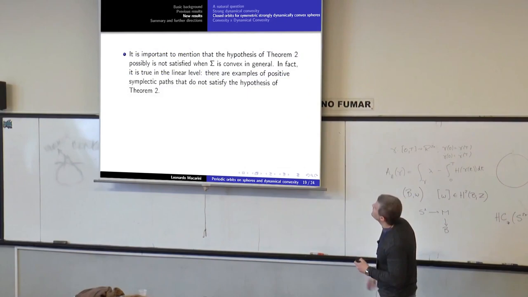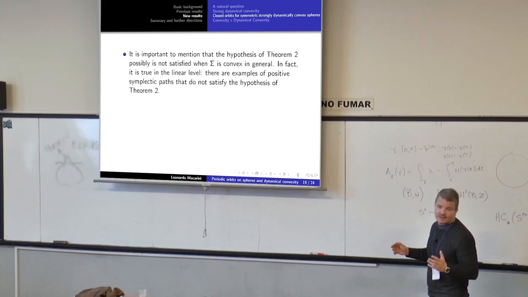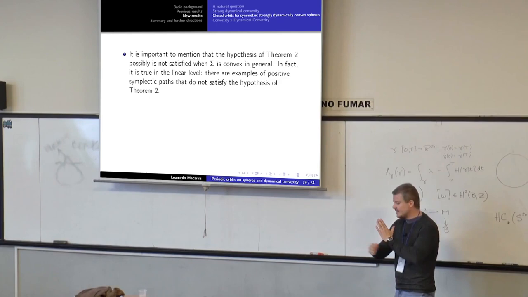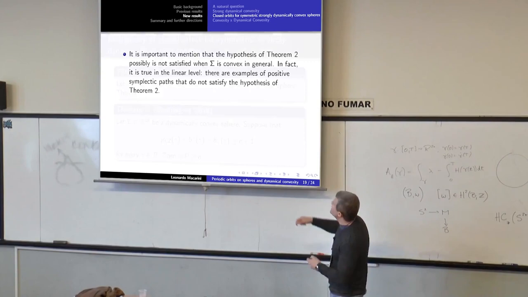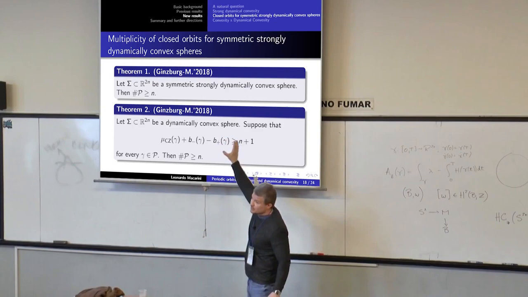So as I said, it's important to mention that the hypothesis of theorem 2 possibly is not satisfied when sigma is not convex, when sigma is convex. In fact, it's true in the linear level. You can construct a positive symplectic path, which is a candidate of a periodic orbit of a convex sphere that does not satisfy this condition. So probably convexity does not imply this condition for every periodic orbit. Okay.